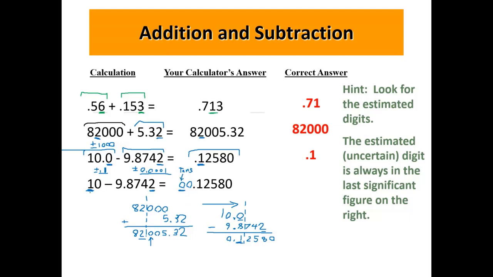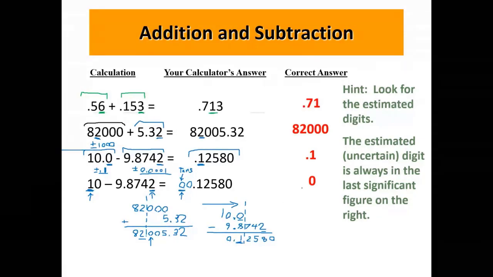So since the uncertainty in the first number is in the tens place, and the uncertainty in the last number is in the 10,000s place, the 10 is obviously a larger uncertainty, and I have to stop my answer there. But that's a zero, and the number after it is also a zero. So if you round zero down, you get zero. This is a case where the answer would literally just be zero.